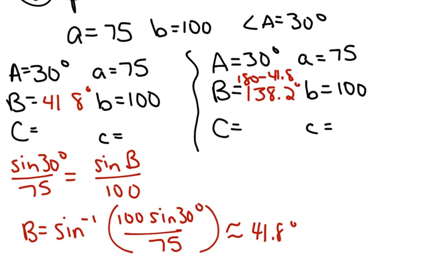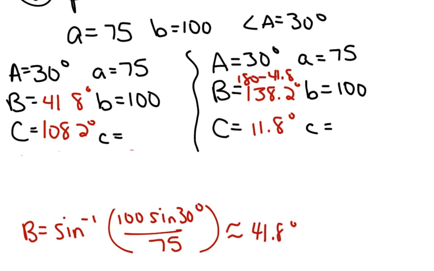Alright, going back. Now that I know angle B for both of these, now I'll find angle C by subtracting the original two angles from 180. So over here I get 108.2 degrees, and the second solution I get 11.8 degrees.